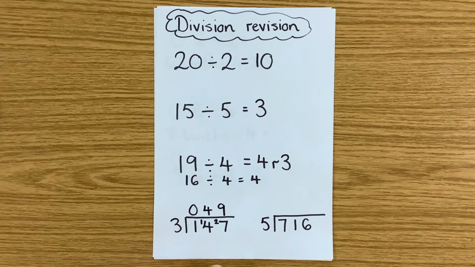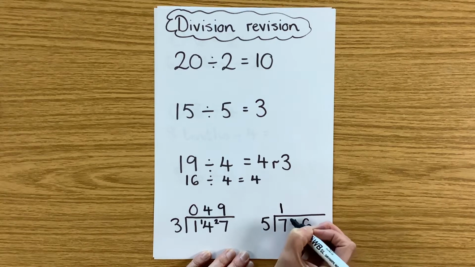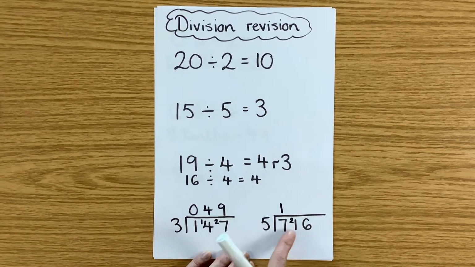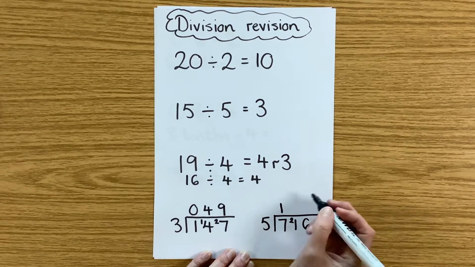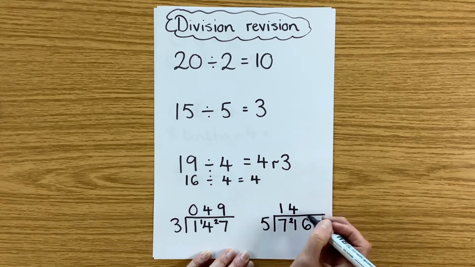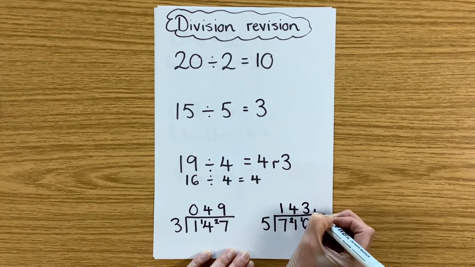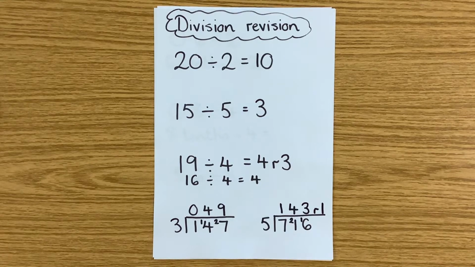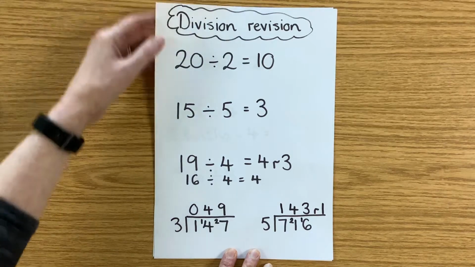716 divided by 5. 7 divided by 5, well, I can make 1 full group of 5, remainder 2. 21 divided by 5, 5, 10, 15, 20 is the closest I can get. So 4 times 5 is 20. If I've got 21, remainder 1. 16 divided by 5, 5, 10, 15, but I've got a remainder at the end. Now what we're going to learn today is what to do instead of having a remainder.